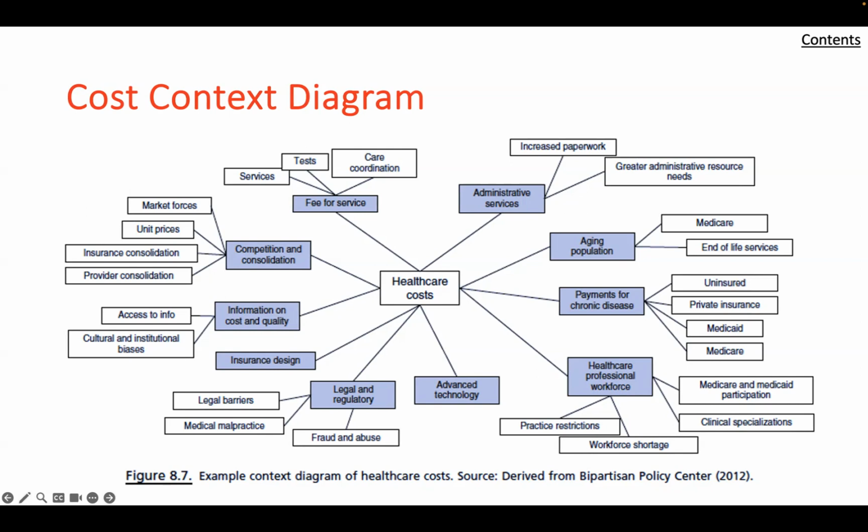So in this figure, we're showing an example of a context diagram to discuss various healthcare costs. The inner circle represents the broad categories, and the outer circle represents different contributions. The system engineer can then use this diagram to dialogue with system decision makers to help identify which of the most important factors to examine for improvements of efficiency.